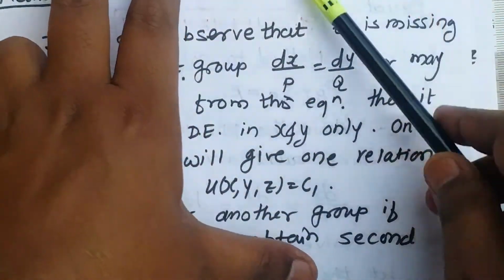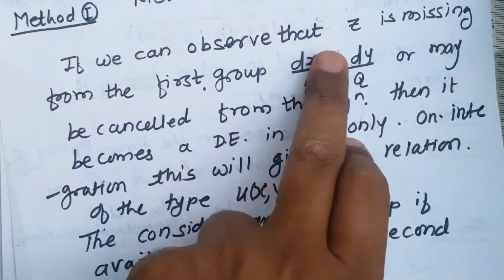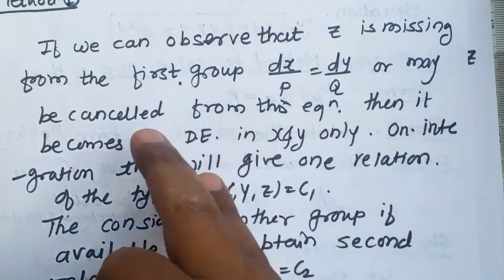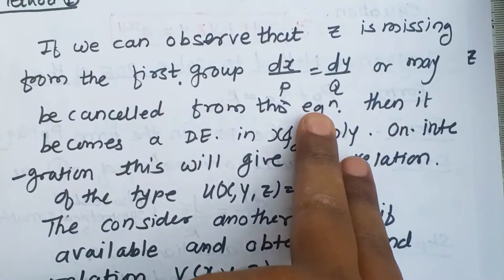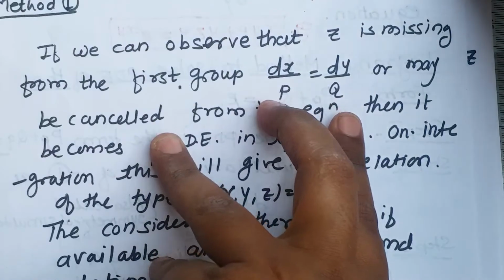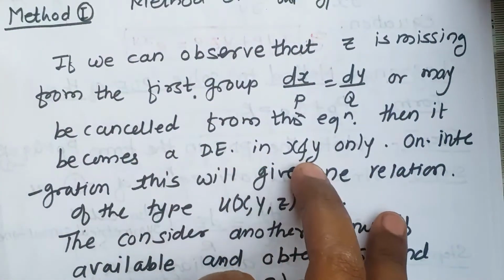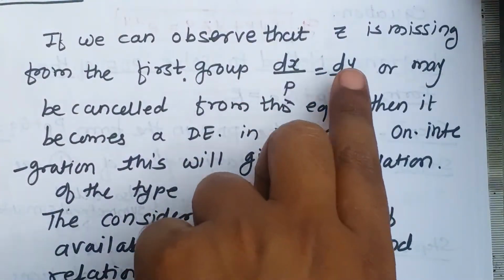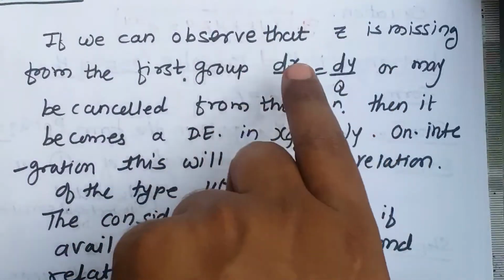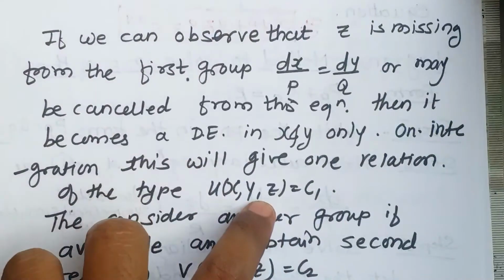Out of that, if you make the group of the first two ratios, and if you can see that z is missing, there is no term of z available in this first group, or it may be cancelled from this equation. Means if it is possible to cancel out the terms of z from the first group, then it becomes a differential equation in x and y, right? So if z is missing in this group, or z can be cancelled out by doing cross multiplication, then it will become a differential equation in x and y only.